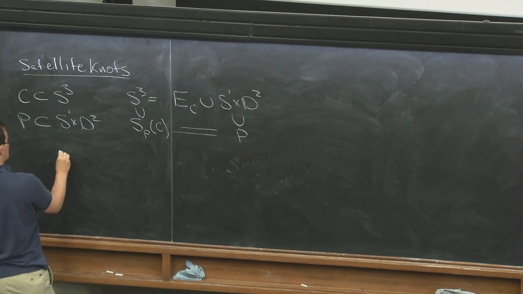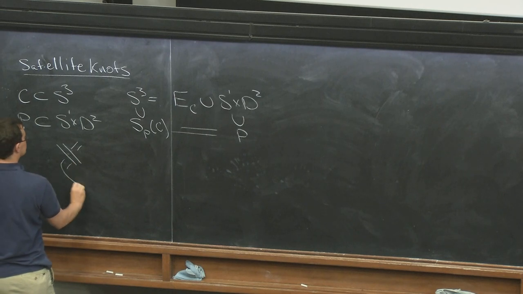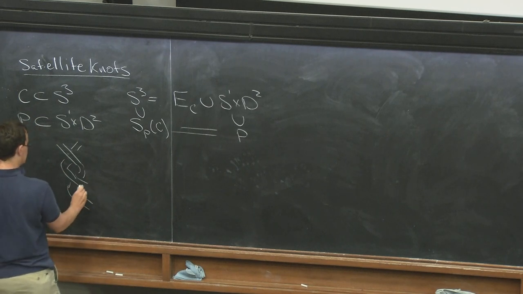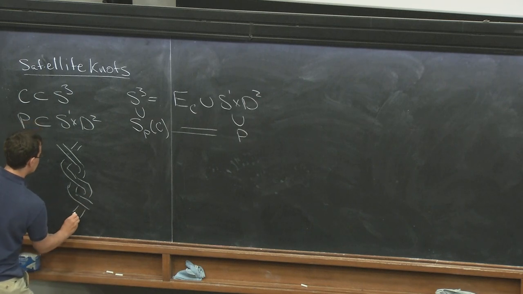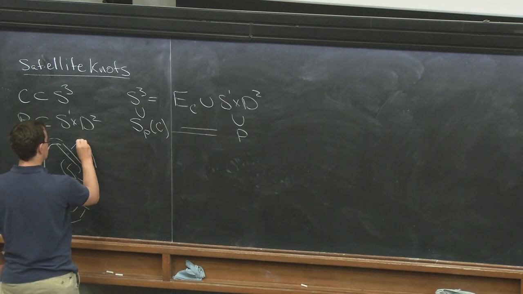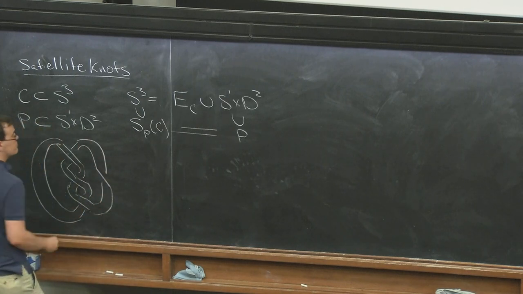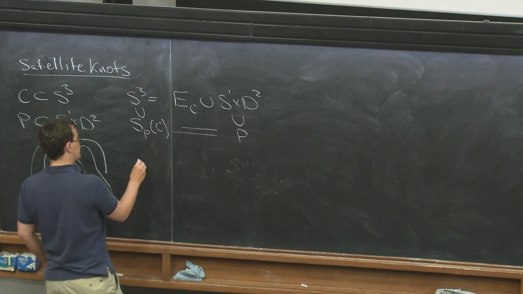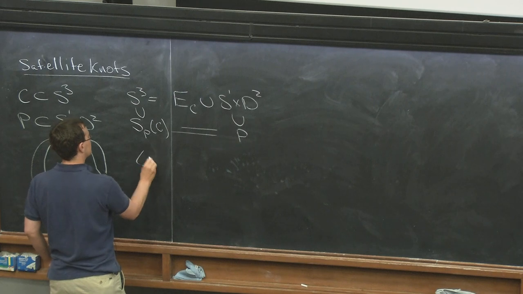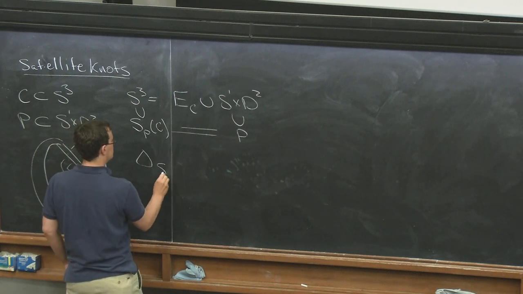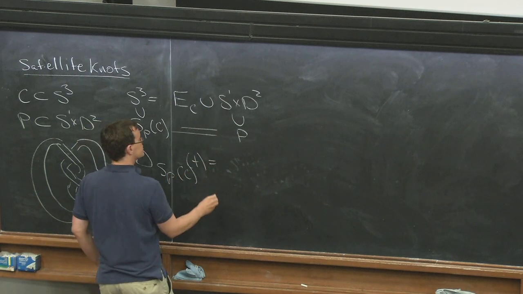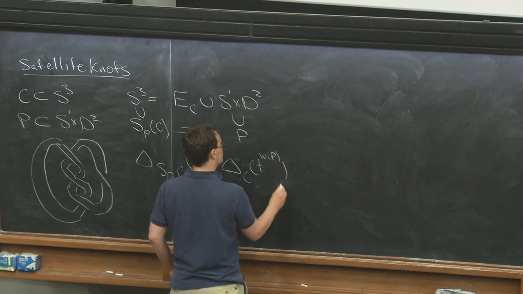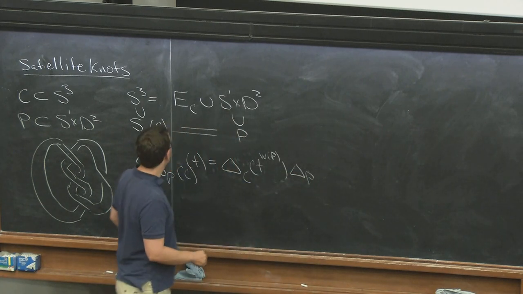Okay, and so maybe you're obligated to draw at least one picture. So here's some satellite of the trefoil. Like Paolo, I really can't draw. Cable of the trefoil. And it's known, it's probably a theorem of Seifert, that the Alexander polynomial has very simple behavior under the satellite operation. So if I take the Alexander polynomial of the satellite, this is just the product of the Alexander polynomial of C evaluated at T to the winding number of P, times the Alexander polynomial of P, thought of as a knot inside of S3.